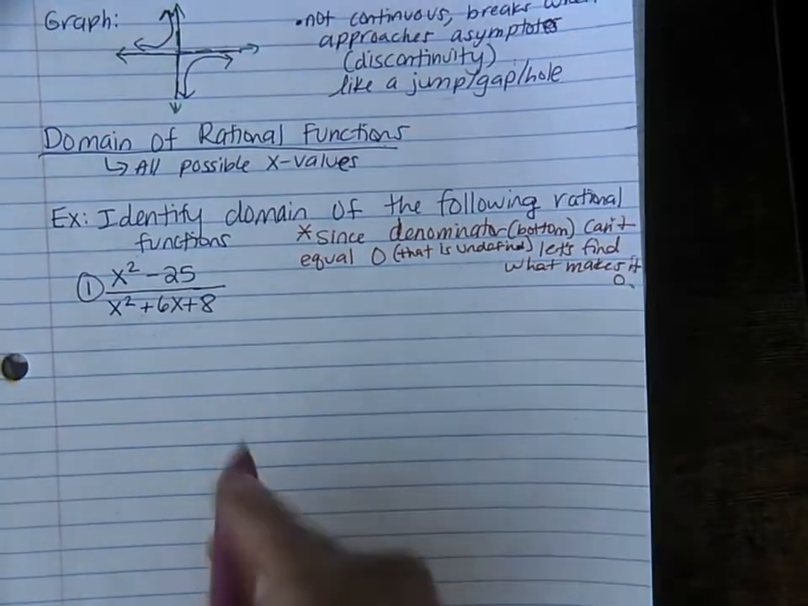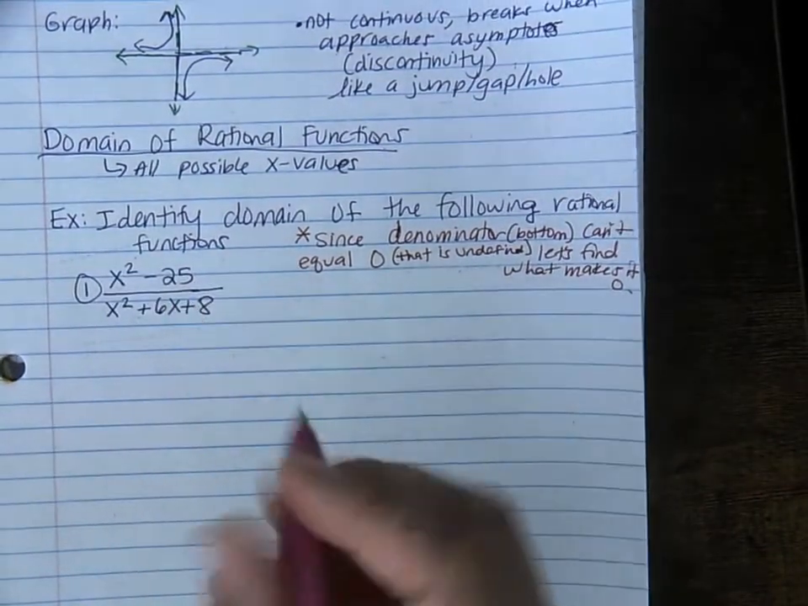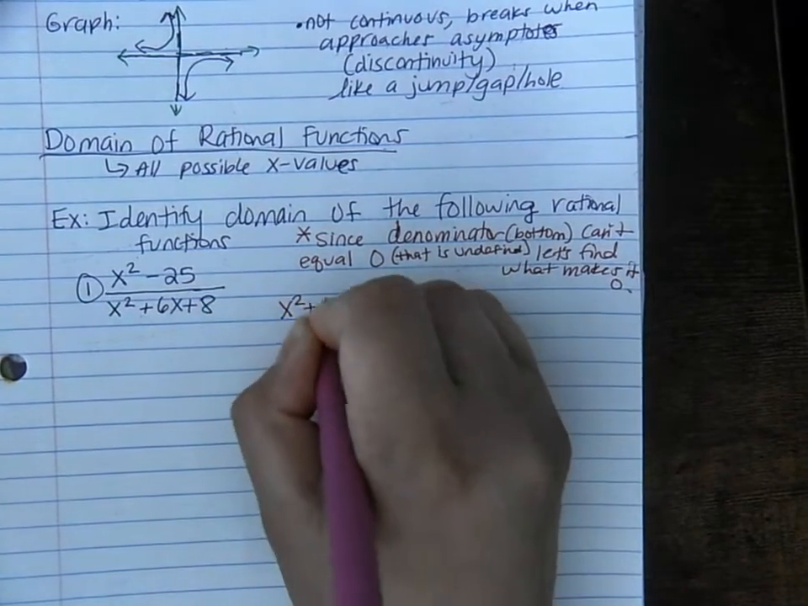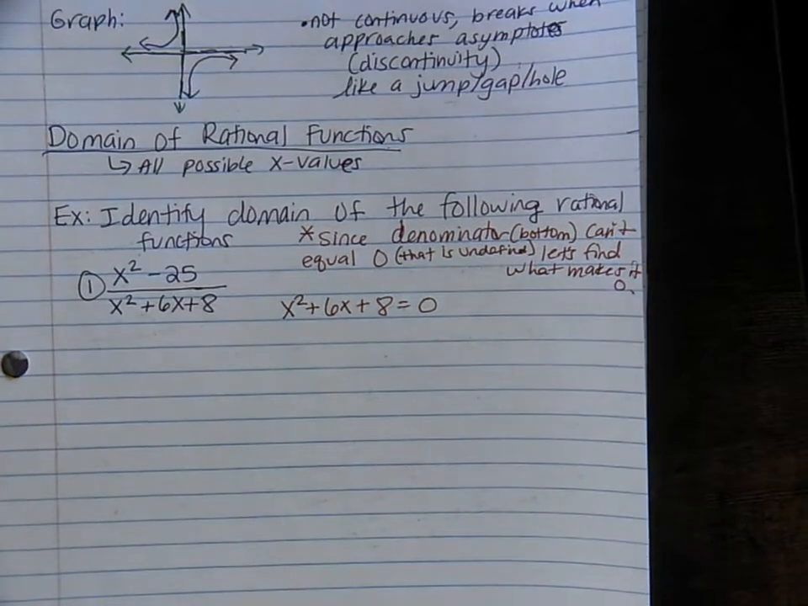Okay, we're going to find what makes this denominator equal to 0. So that's what you're going to do. When you see a problem, start off by setting the denominator equal to 0, like this. And then you would say, well, how would I go about solving this?